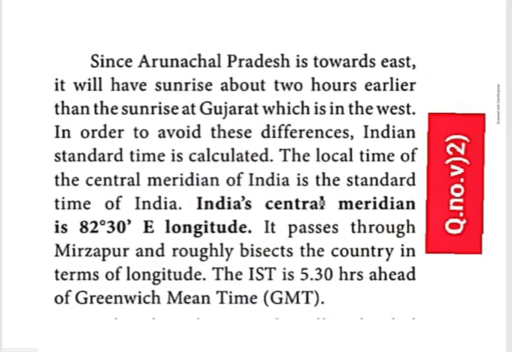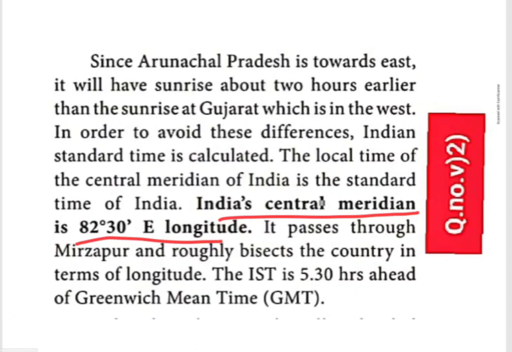So what will happen is, in Arunachal Pradesh the sun is rising 2 hours earlier than in the Gujarat part. Okay, so in order to avoid these differences, Indian Standard Time was calculated. Indian Standard Time, in the sense, what is that? India's central meridian, one line is crossing. That line is known as the 82 degree 30 minute east longitude line.